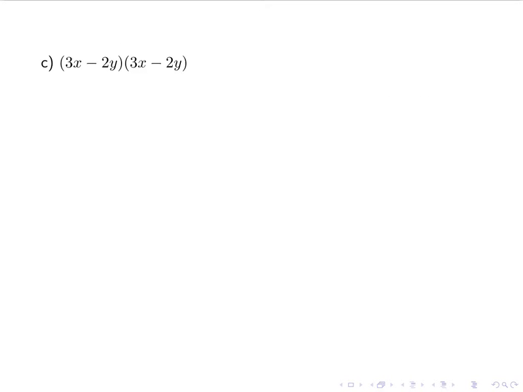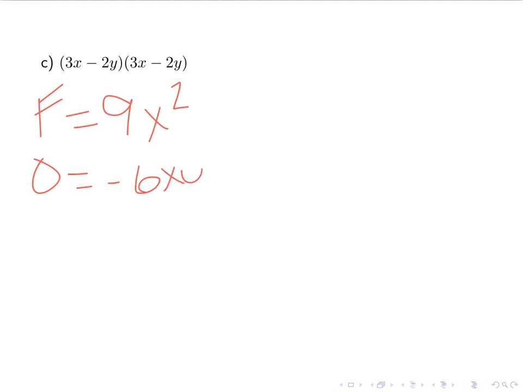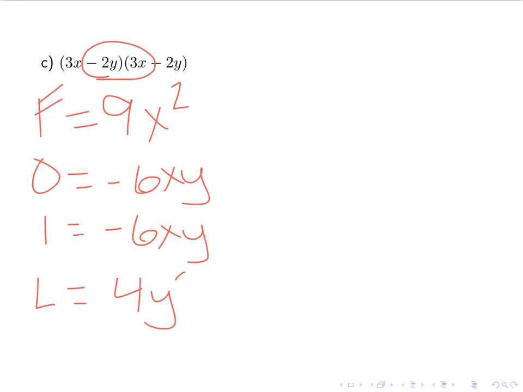So here's another binomial times a binomial. So the first is 3x times 3x, which is 9x squared. The outer is the 3x and the negative 2y. So I have negative 6xy. The I is the other 3x and negative 2y, so these guys, which is also negative 6xy. And then the L is the last, which are the two negative 2y's, and that gives me 4y squared.